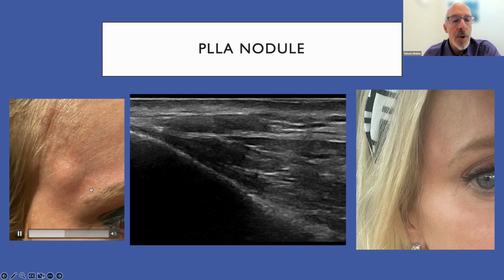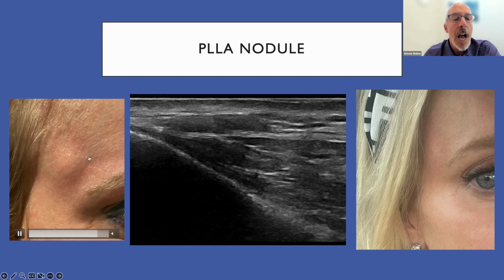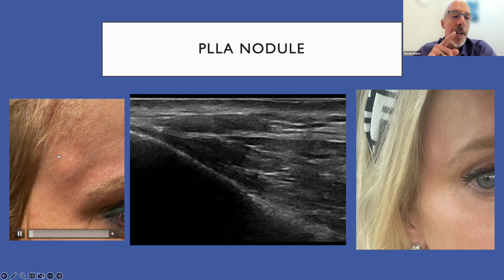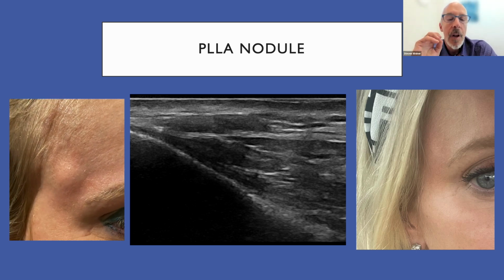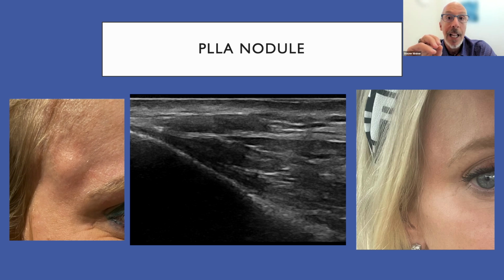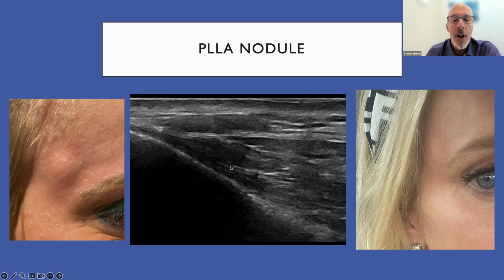So over here, what you see is a nodule in the temple. So what happened here? This patient was injected deeply with a needle onto the bone with PLLA, Sculptra. And you see on the ultrasound, there's actually a collection of the PLLA in the interfascial area, subcutaneously. So as I described earlier, this is due to that backflow phenomenon.